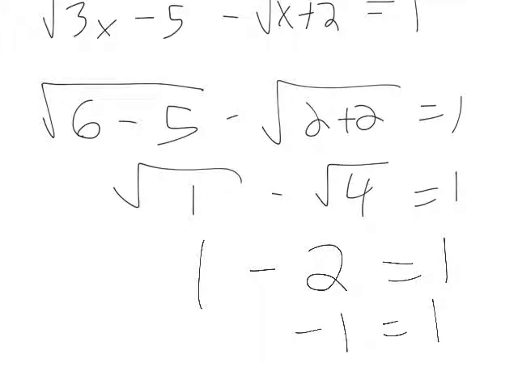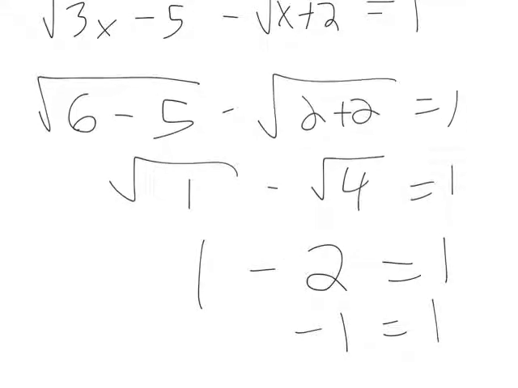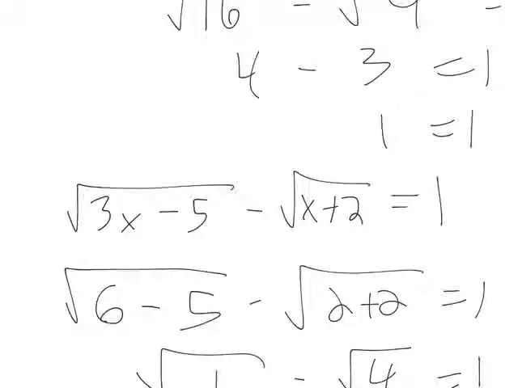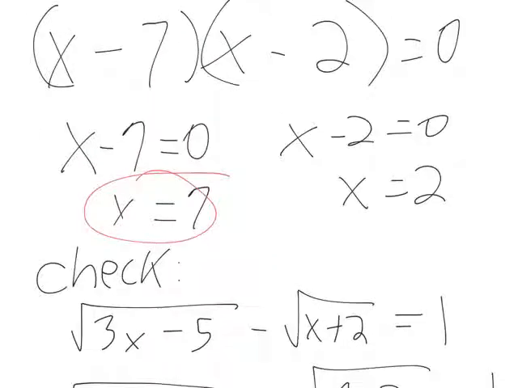Okay, so here's what we do when we find a solution that doesn't work. Those are called extraneous solutions, and we just simply mark them out. Okay, we can't use that one. So if this was a Web of Sun problem, your only answer would be 7. You just enter 7, and that would be it.